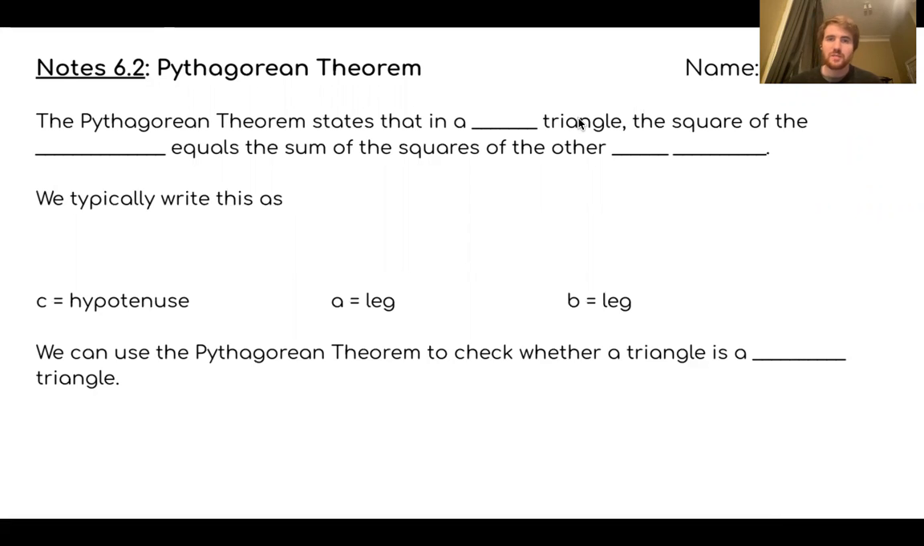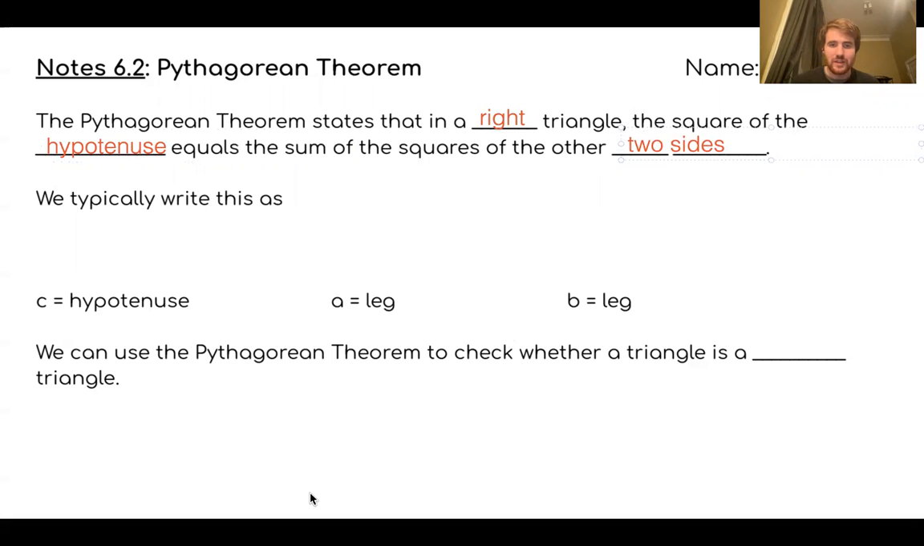So the Pythagorean Theorem is specifically about a right triangle. It only works for right triangles, so we need to clarify that. It's only for a triangle with a right angle in it. And all it says is that in a right triangle, the square of the hypotenuse, remember this is the longest side of the right triangle, equals the sum of the squares of the other two sides. So this is about figuring out the side lengths in a right triangle.